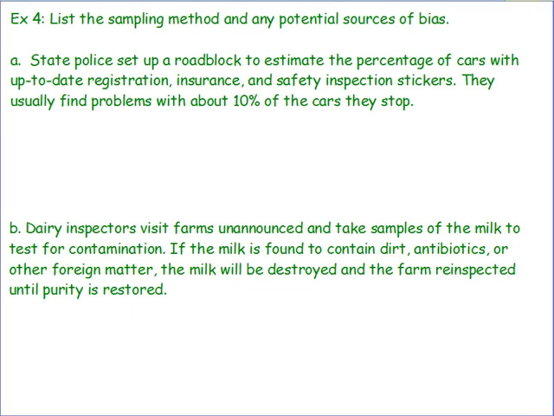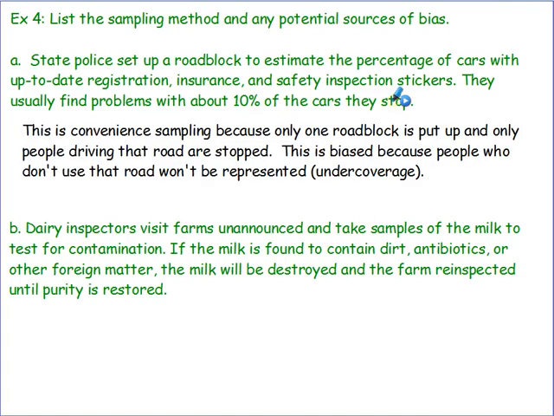Another example with the same stuff. Again, we're looking for the sampling method and any potential bias. State police set up a roadblock to estimate the percentage of cars with up-to-date registration, insurance, and safety inspection stickers. They usually find problems in about 10% of the cars they stop. So they set up one roadblock on one road. So the only people they're surveying are the people that are on that road. This is a perfect example of convenience sampling.